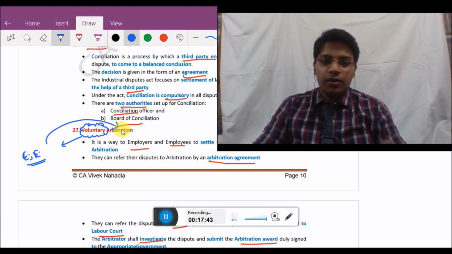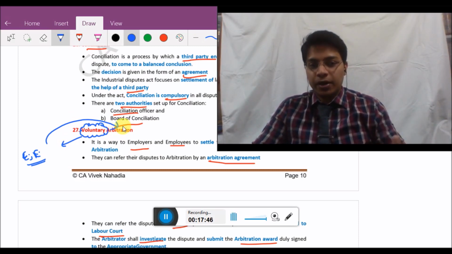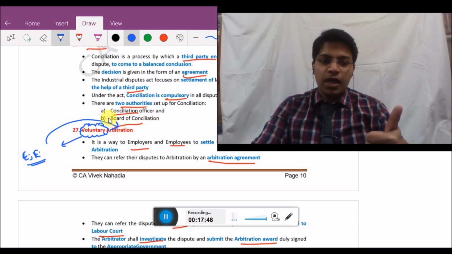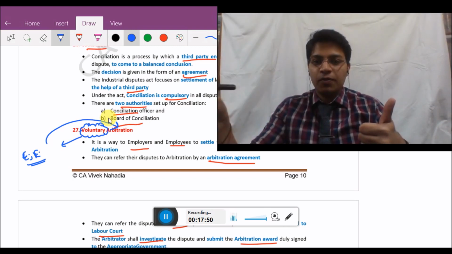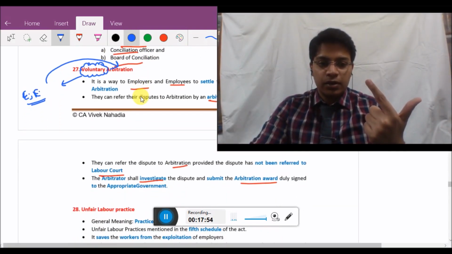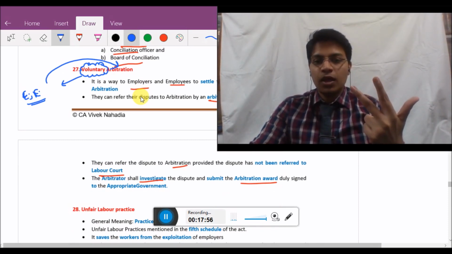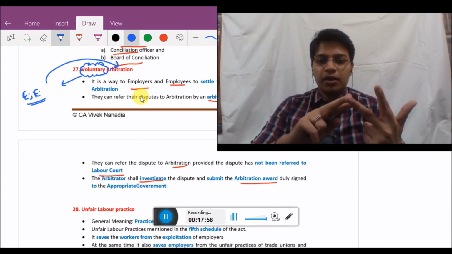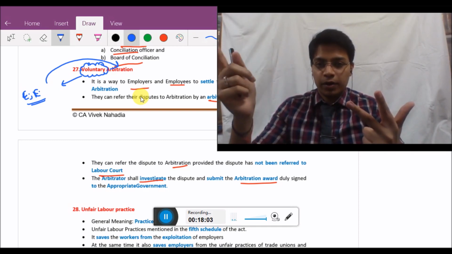Correct? And they make an arbitration agreement. That is the second point. First, employers and employees go voluntarily for arbitration. Second, they make an arbitration agreement. Third, the arbitrator will investigate the dispute and give the arbitration award to the appropriate government.